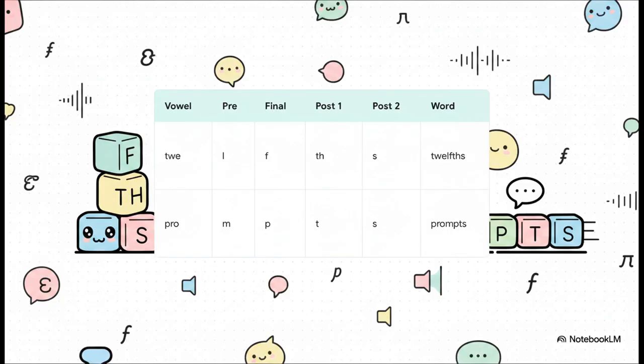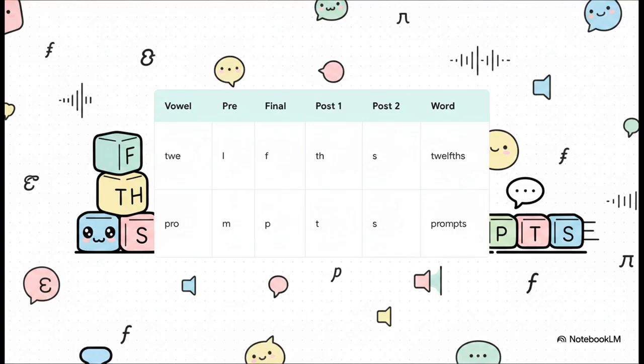If the front porch held 3 consonants, the back extension of an English syllable can hold a staggering 4 consonants. Let's carefully unpack this monster of a word we mentioned earlier, twelfths. Looking at the coda, we have the pre-final consonant L, the final consonant F, post-final 1 is TH, and post-final 2 is S. L, F, TH, S. 4 consonants stacked together like heavy building blocks.